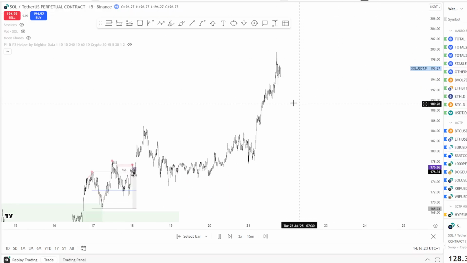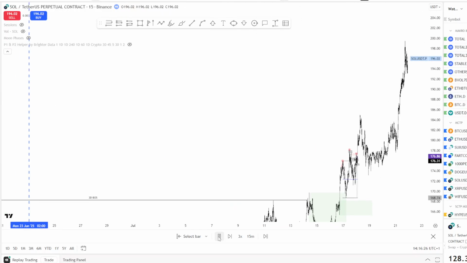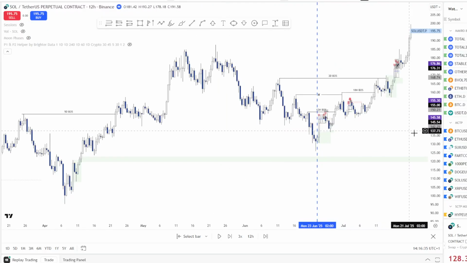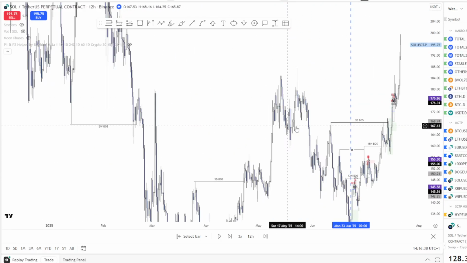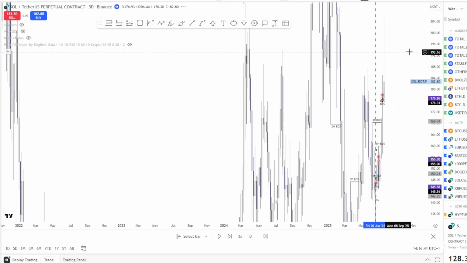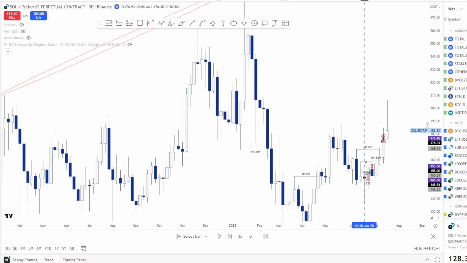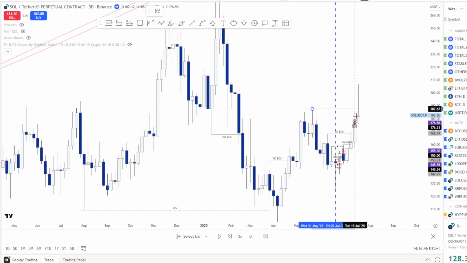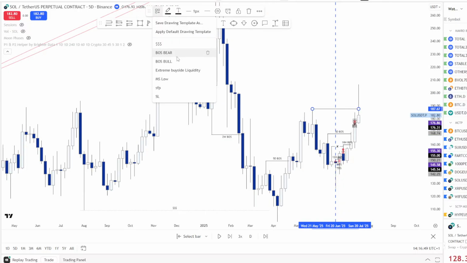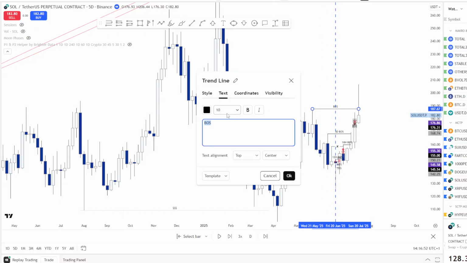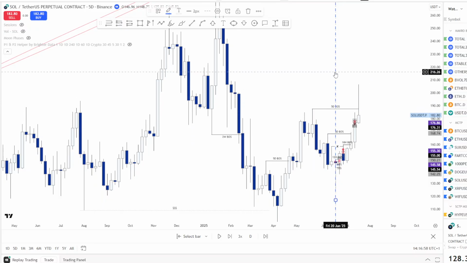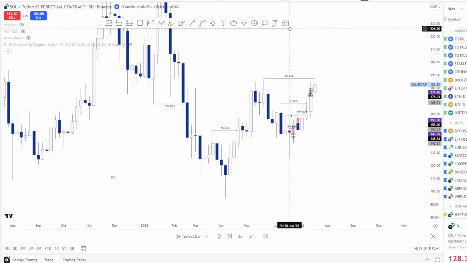Higher time frame wise, let's look at a higher time frame, maybe 12 hours. So remember, we broke 18 hour, we broke 3-day market structure, and here our 5-day is right here. Day break of structure. Or was it?